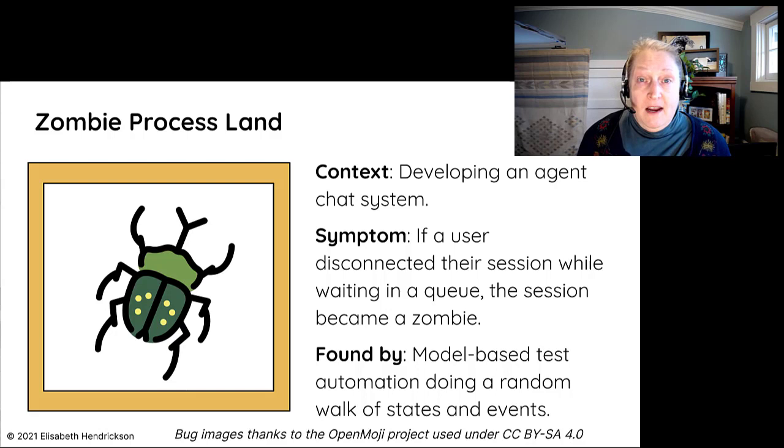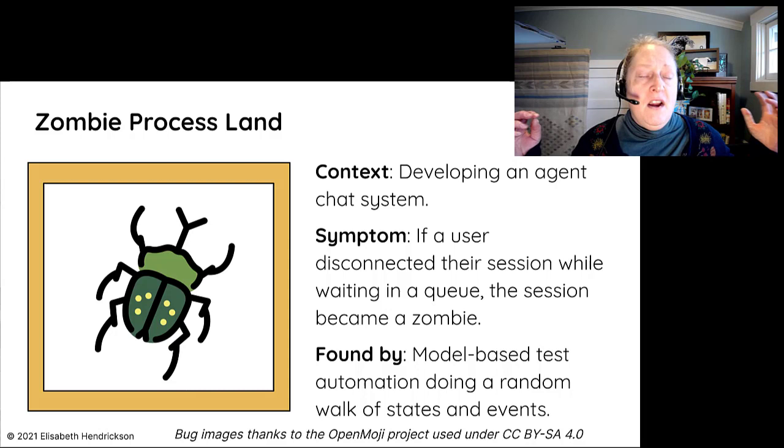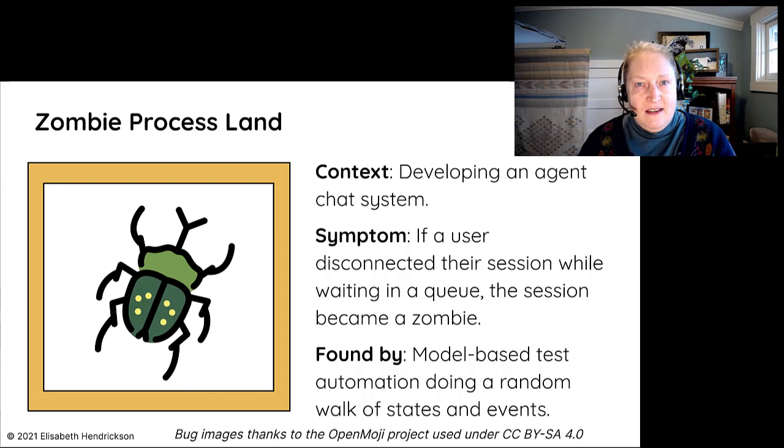So potentially very serious bug, and only found because we were doing model-based test automation that allowed us to walk through every possible combination of states and events, or states and transitions. So even with these three teams, where in each case they had incredibly disciplined software engineering practices, in two of the three cases they were doing very strict extreme programming, very thoughtful about testing, there were still cases where we had unexpected surprises that could only be found by taking a very exploratory mindset.